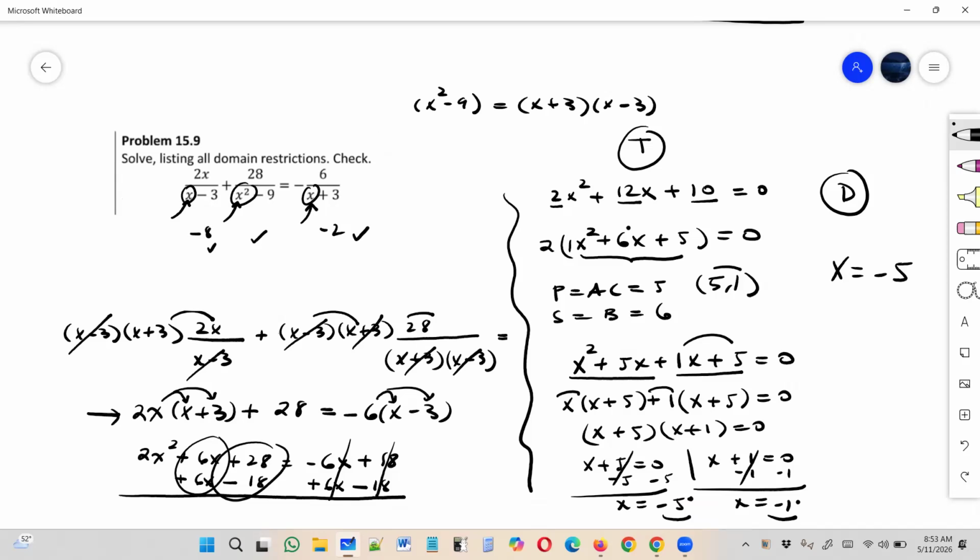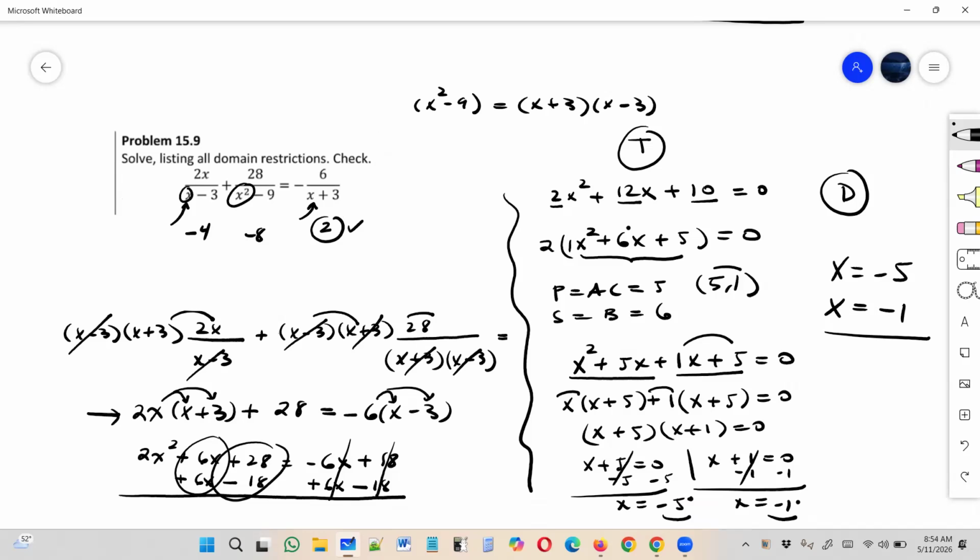I'm going to do the exact same thing with negative 1, okay? Only in the denominator. So negative 1 here. Negative 1 minus 3, negative 4. Okay, not 0. Negative 1 squared is 1. Minus 9, negative 8. Okay, not 0. And negative 1 plus 3 is positive 2, not 0. Okay, so that also is perfectly fine. So then you would write this as your two solutions.